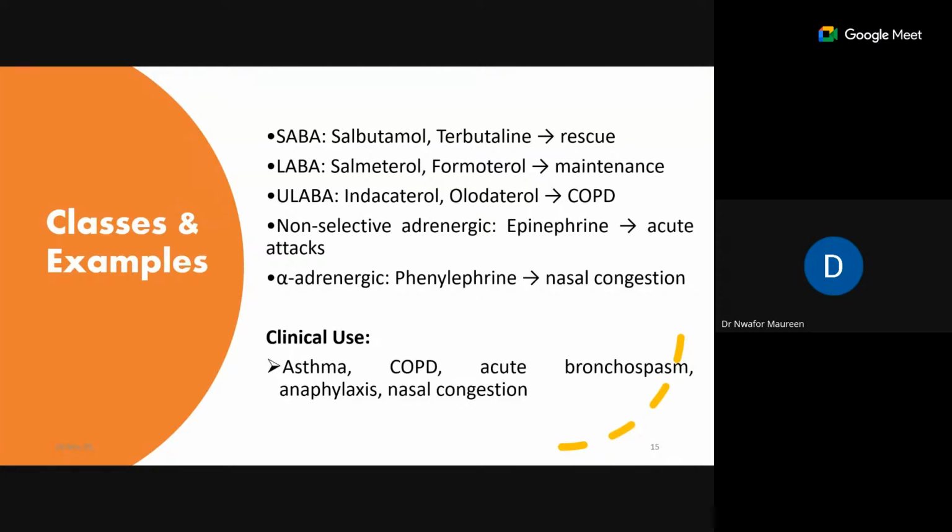Then ultra long-acting beta-2 agonists are basically used for COPD patients. Then the non-selective adrenergics like epinephrine, that's adrenaline, we can use in an acute attack. The alpha adrenergics like phenylephrine, we use for nasal congestion, though we're not really looking into that one. They also have clinical use in managing asthma, COPD, acute bronchospasm, and so on and so forth.